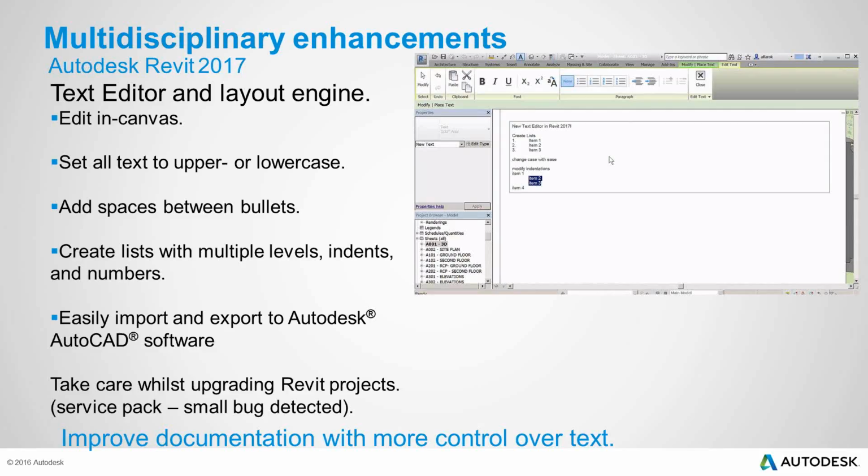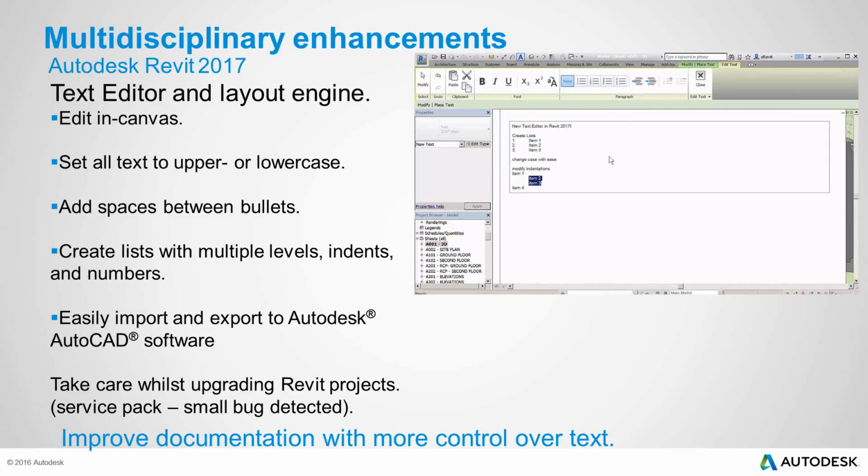When you export this to something like AutoCAD, the way that it comes out in AutoCAD is basically they've designed it in such a way that the export retains the formatting. That's probably the best way to explain it.